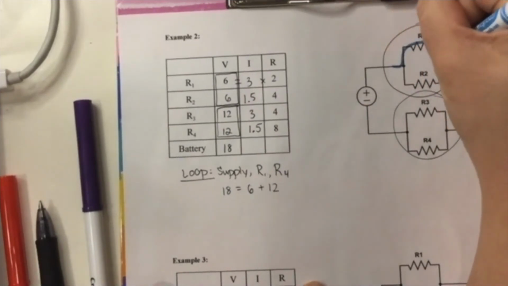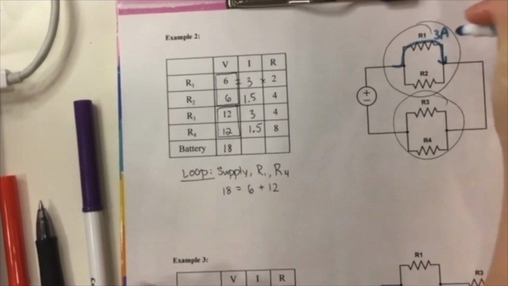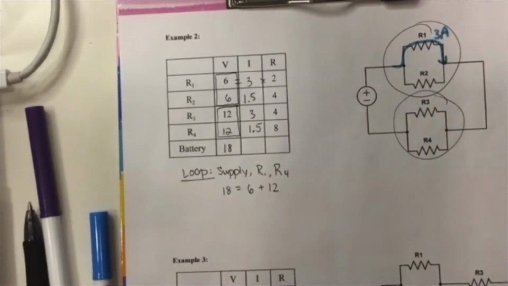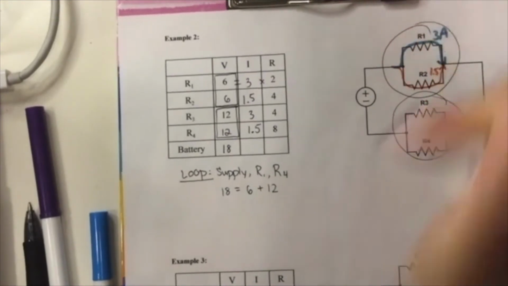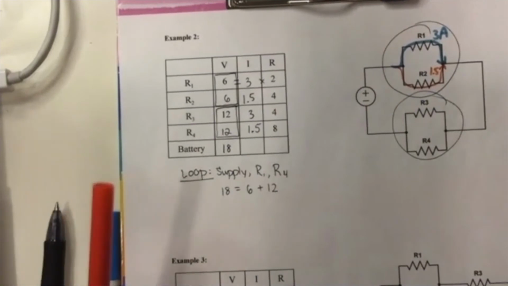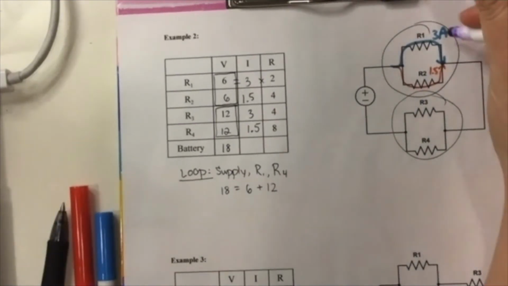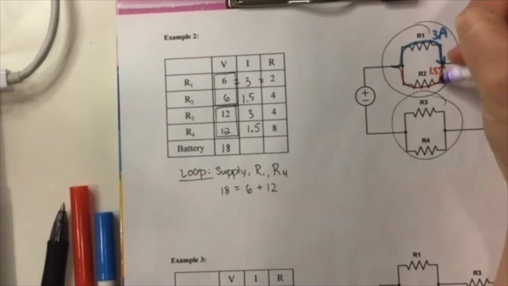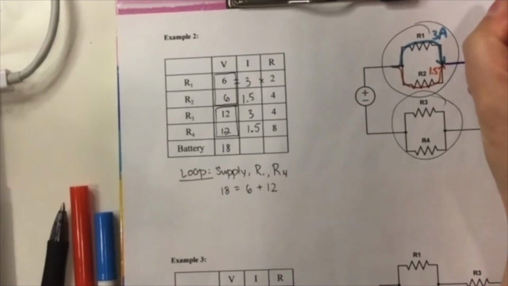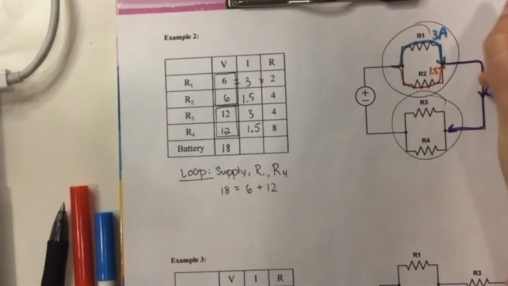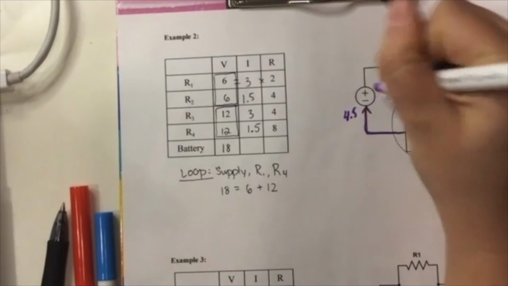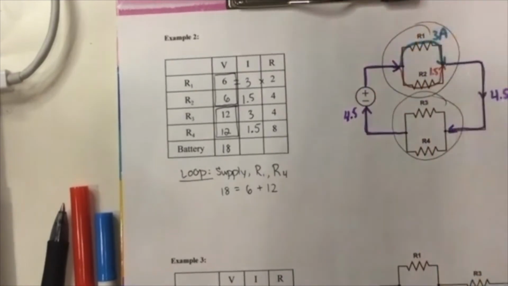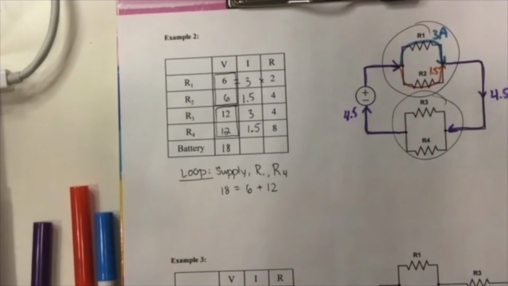So if 3 amps goes through R1 and 1.5 amps goes through R2, that leaves the total current running through this circuit. And let's watch this junction. The total current would be 4.5 amps flows out of this junction. That must be the total current of the circuit. 4.5 amps would go into the battery and into this junction again. So my total current is 4.5.